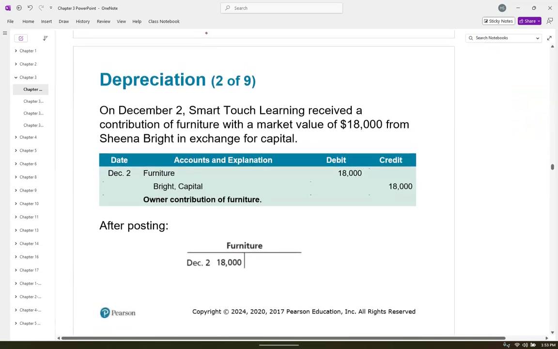On December the 2nd, Smart Touch Learning received a contribution of furniture with a market value of 18,000 from Sheena Bright in exchange for capital.